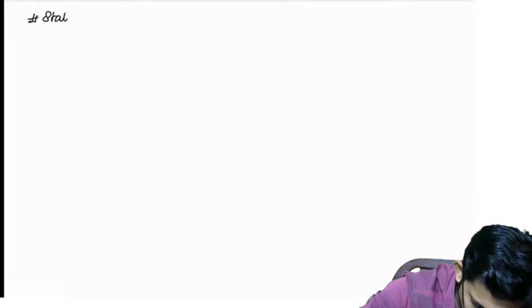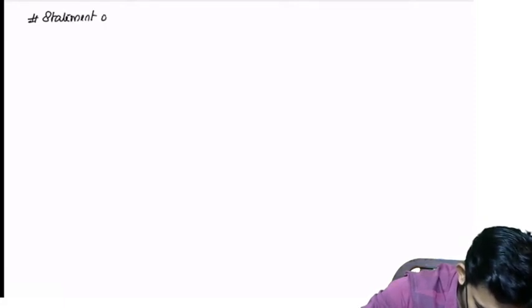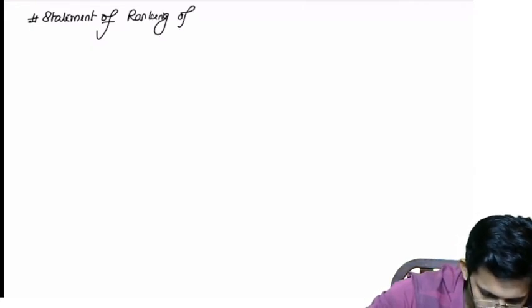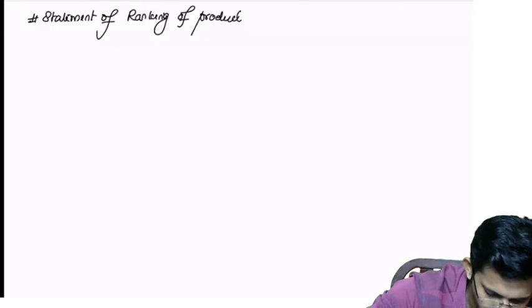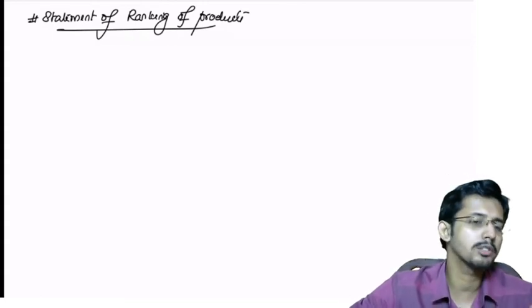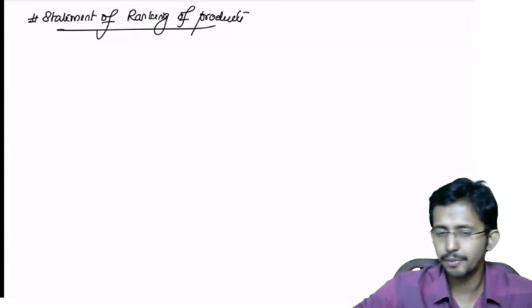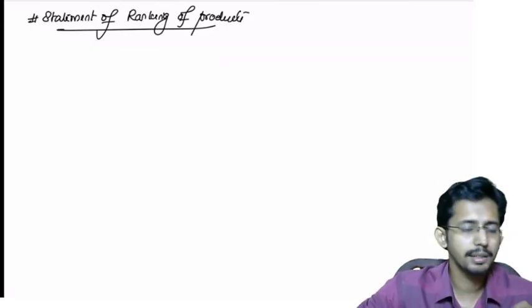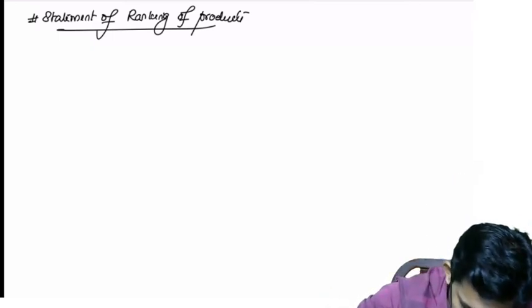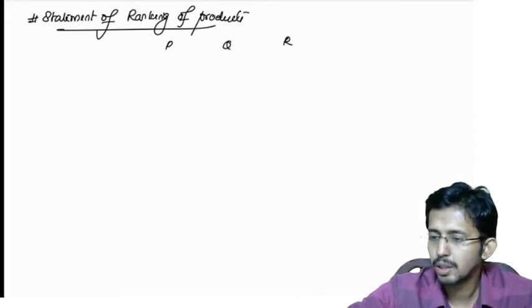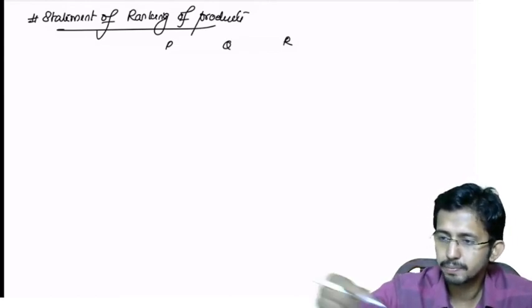Okay. Now, statement of ranking of products. Okay, what do you have to do? How do you have to rank? You need to rank the products based on contribution per unit of limiting factor. And what is the limiting factor here? It is direct labor hours. So you have to compute contribution per unit of direct labor hours. So P, Q, R. So you have to start with what? You can start with contribution per unit.